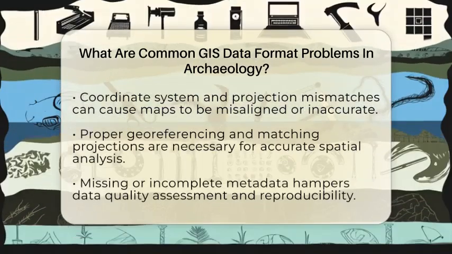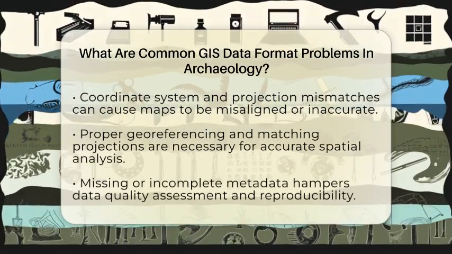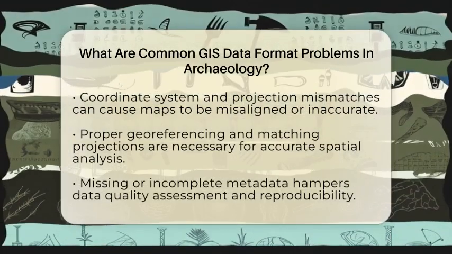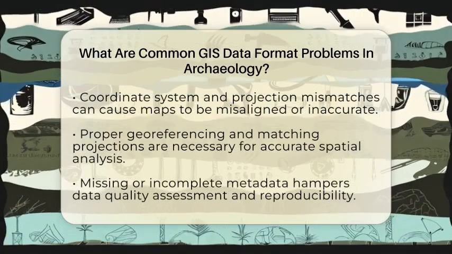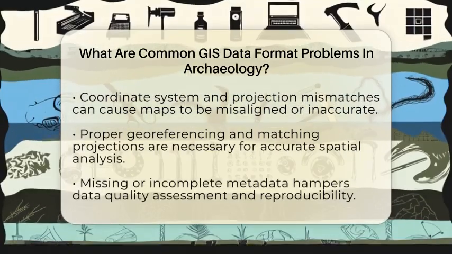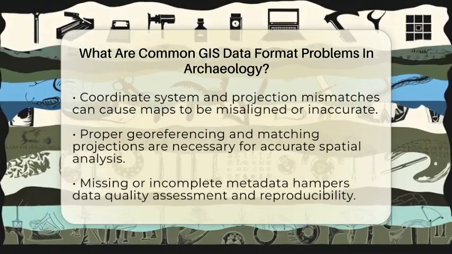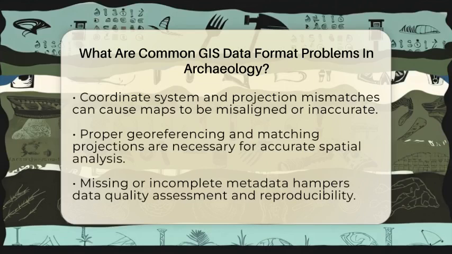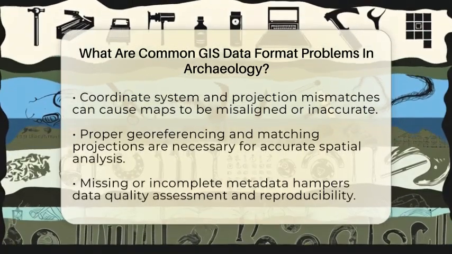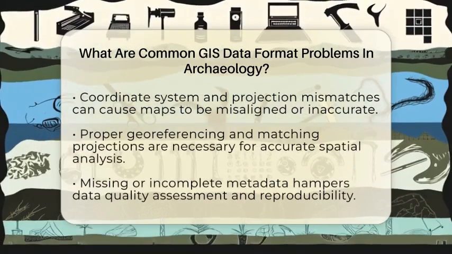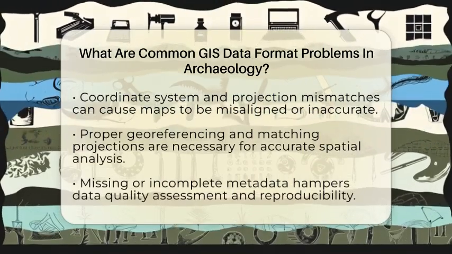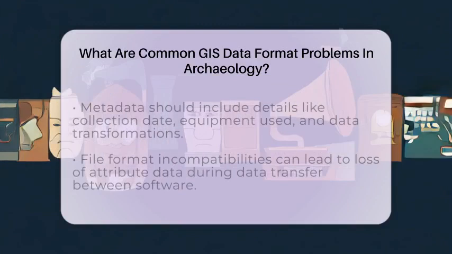Missing or incomplete metadata is another problem. Metadata describes how data was collected, its accuracy, and its processing history. Without it, it's hard to judge the quality of the data or to reproduce results later. Archaeologists need to document details like the date of collection, the equipment used, and any transformations applied to the data. This helps keep the data reliable over time.